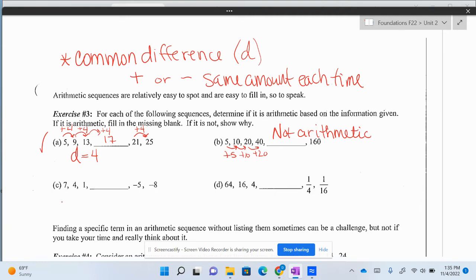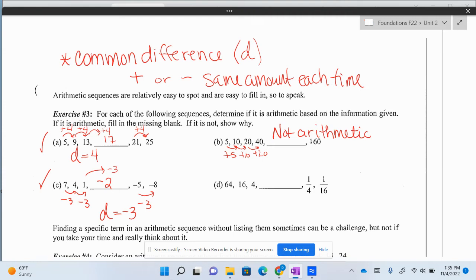Okay, let's look at example C. What am I doing here? Subtracting 3. Every single time, correct? So Jacob, what's the missing term? What's 1 minus 3? Negative 2. That's awesome. So that means that my common difference is negative 3. This one is also good.